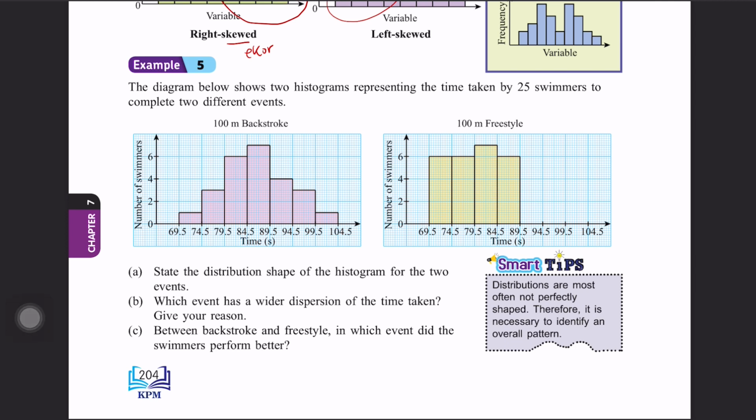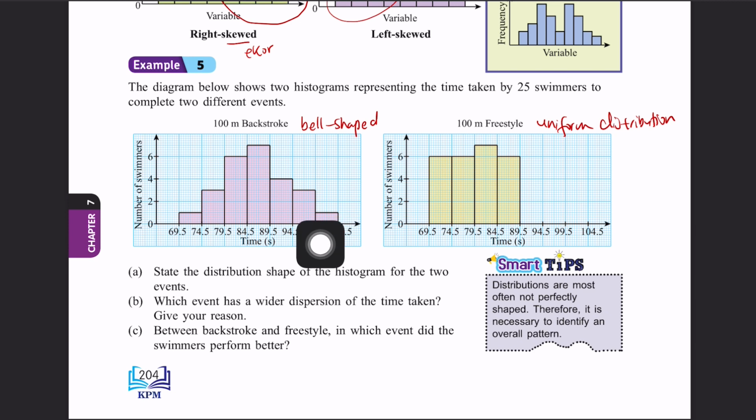Okay, yang ni bell shape, betul? Okay, bell shape. The second one is uniform distribution. Okay, next, B, which event has a wider dispersion of the time taken? Give your reason. Okay, sekarang kita kena tengok daripada dua graf ni. Dia tanya, acara mana yang masa dia lebih terserak? Okay, kalau sini sasar lah kita nampak 100 meter backstroke kan? Okay, berbanding dengan yang ini. Kerana macam mana kita nak cakap?